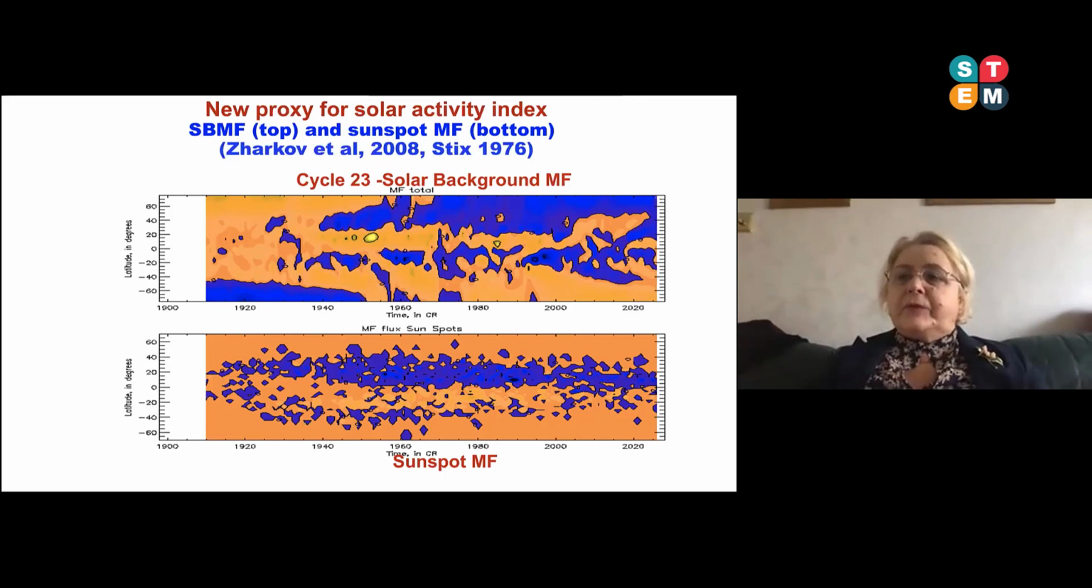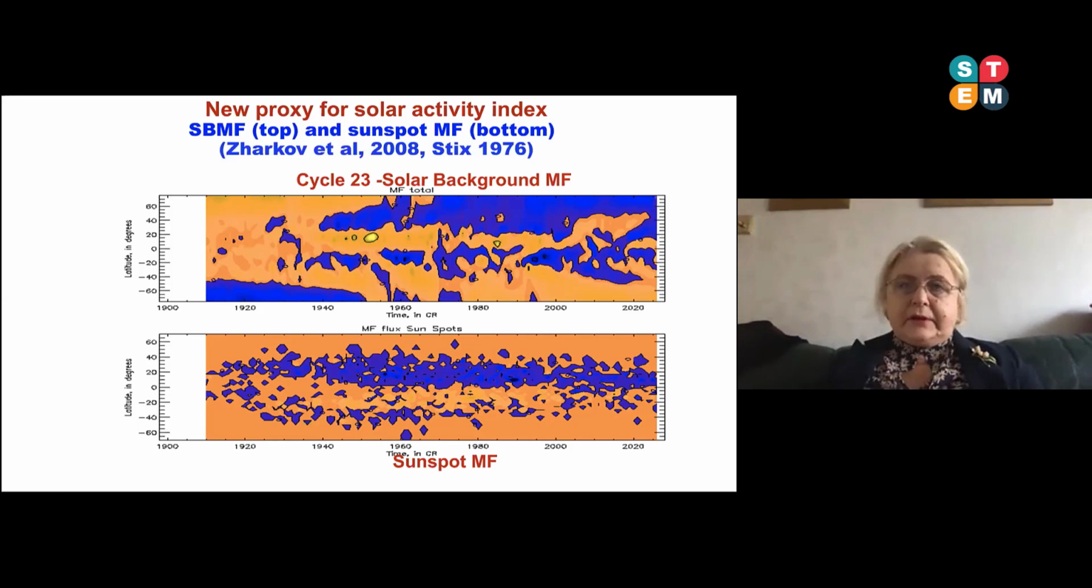Is it the role of this background magnetic field? How big is a sunspot, or how long does it exist on the surface? So in 2008, Zharkova et al. did an investigation comparing the solar background magnetic field and the sunspot magnetic field, because we had solar feature catalogs. We had all data digitized.